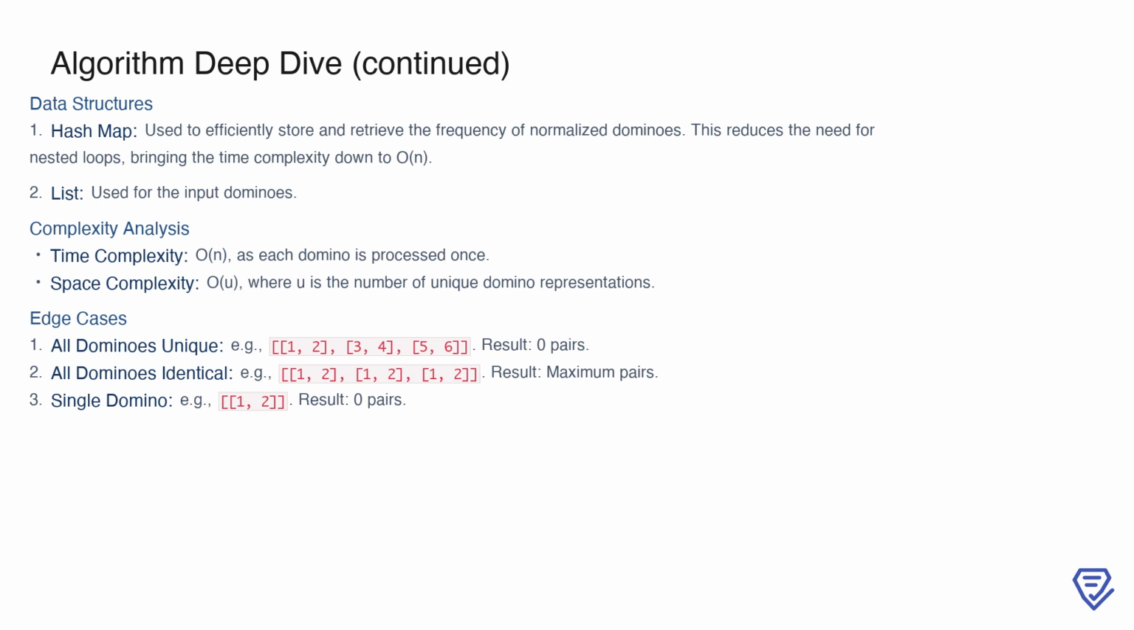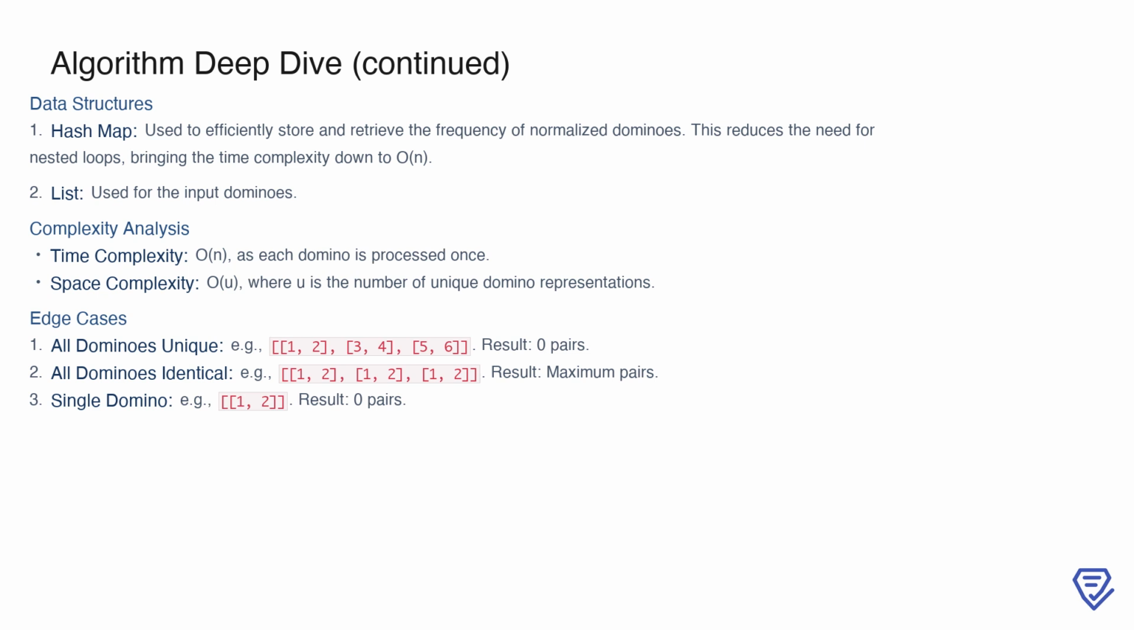The hash map is the key data structure in the optimized approach, allowing us to efficiently store and retrieve the frequency of normalized domino representations. This eliminates the need for nested loops, reducing the time complexity to O(n), where n is the number of dominoes. The space complexity is O(u), where u is the number of unique normalized domino representations.